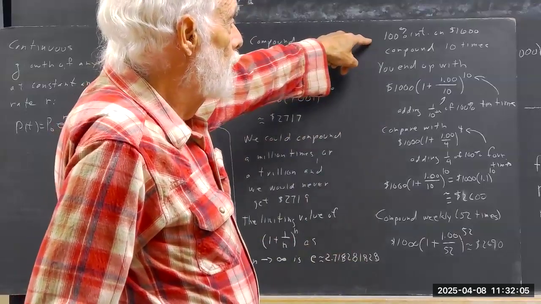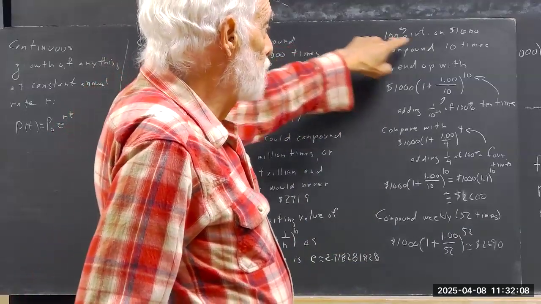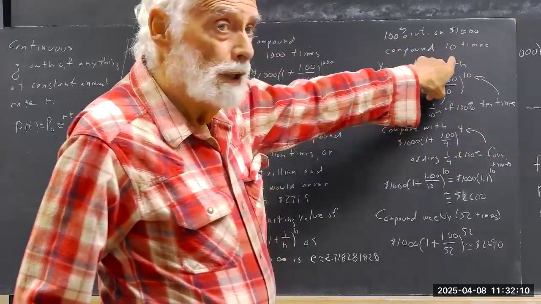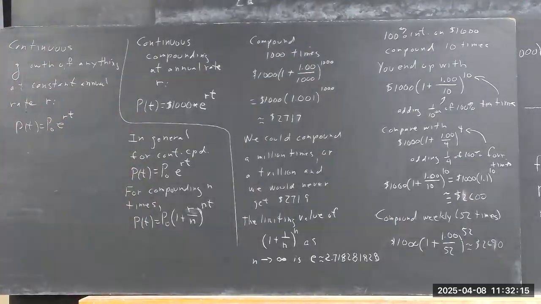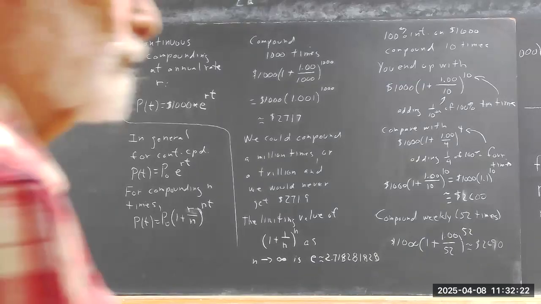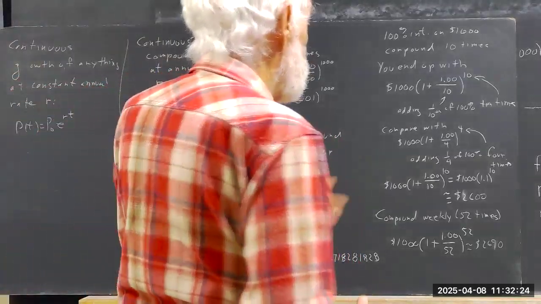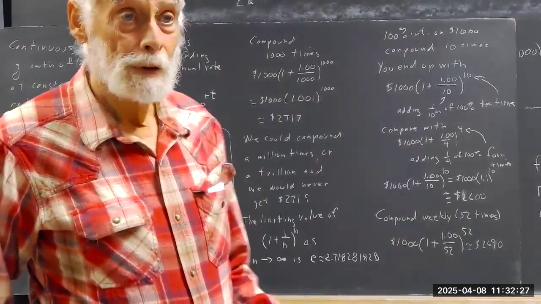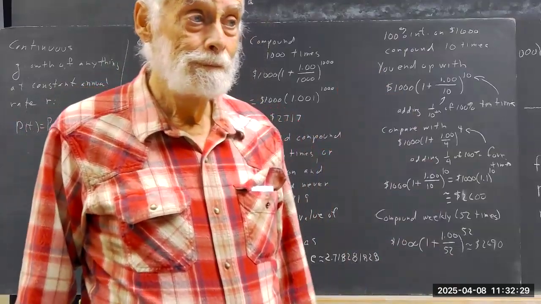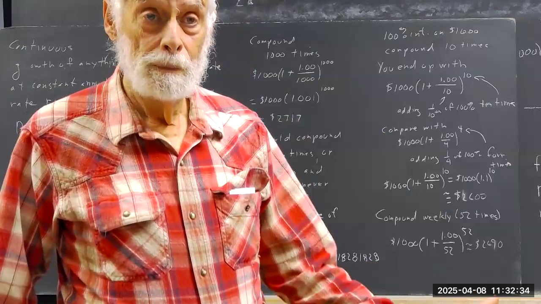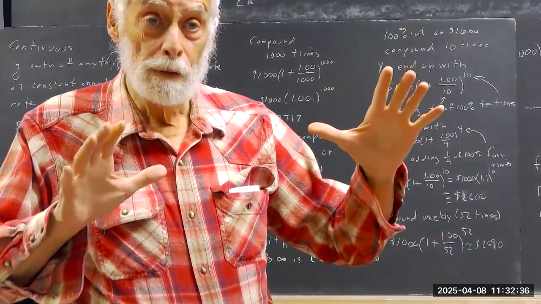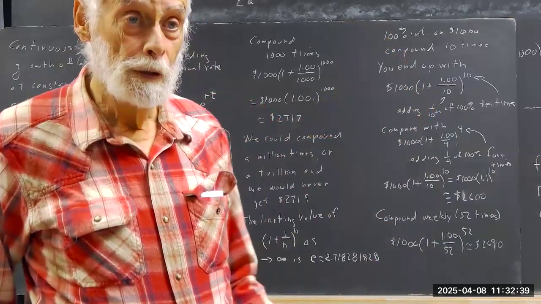Started off with 100% annual interest on $1,000, and we're going to compound it 10 times. So what percent interest do we get every time we compound? Show me your fingers. 100% being compounded 10 times. You're going to get 10%, right? Everybody's waving at me with two hands.